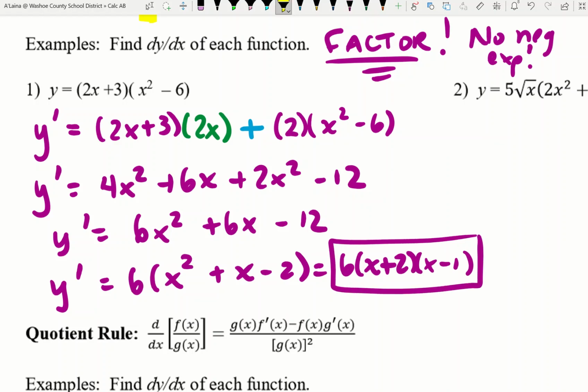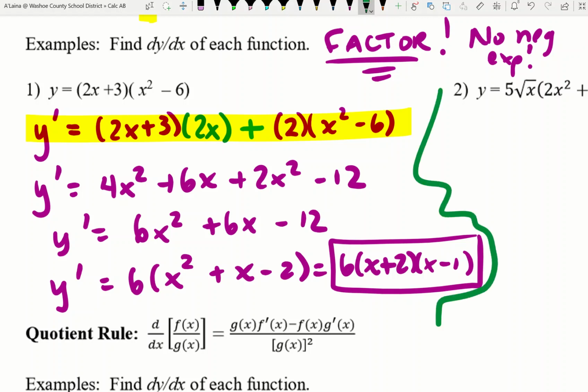Now, only the first step was calculus. This was the only calculus. The rest of this was all algebra. And so a common statement that we'll make often in calculus classes is, it's not the calculus that's hard. It's the algebra. It's the algebra that makes this hard.